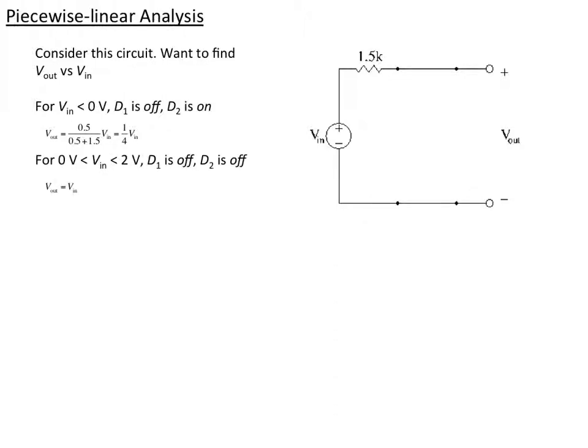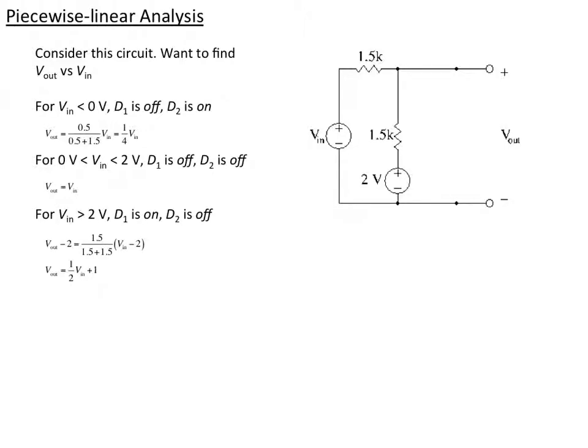So now, in between 0 and 2 volts, 2 because of this 2-volt battery that was there, neither of them is on, and just V out equals V in. If I don't include anything there, this 1.5 K doesn't matter. And we have that circuit.